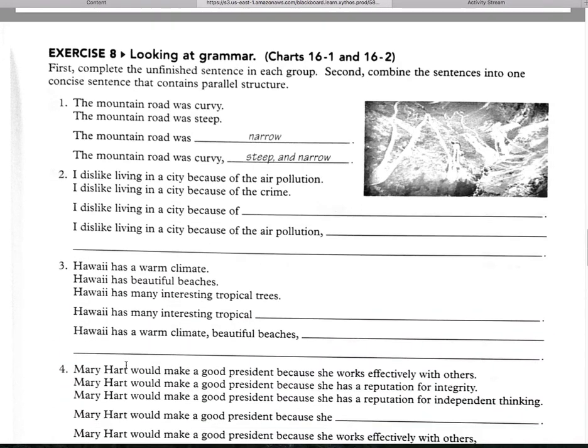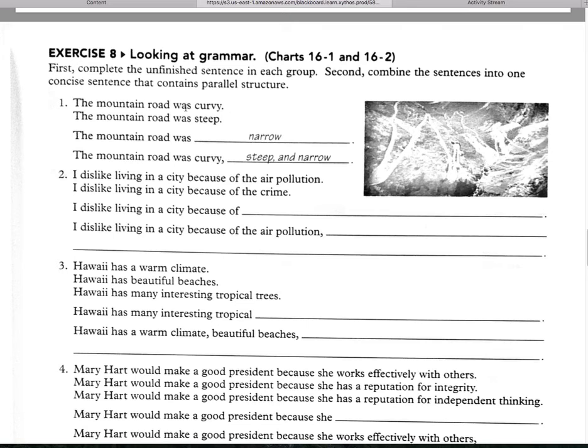If we look on page 361, ladies and gentlemen, it says here on exercise 8, first, complete the unfinished sentence in each group. Second, combine the sentences into one concise sentence that contains parallel structure. So we look at number 1, that's already done for us. If you've ever traveled to Cloudcroft, New Mexico, this is the perfect description of that road to get from Tularosa or Alamogordo to Cloudcroft.